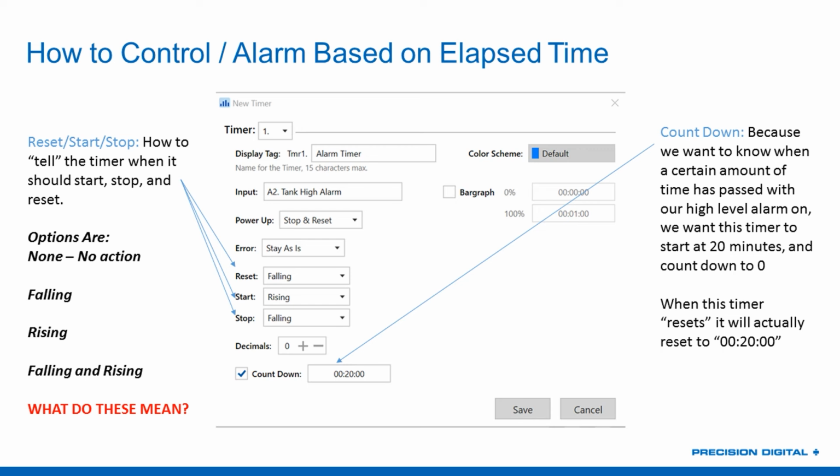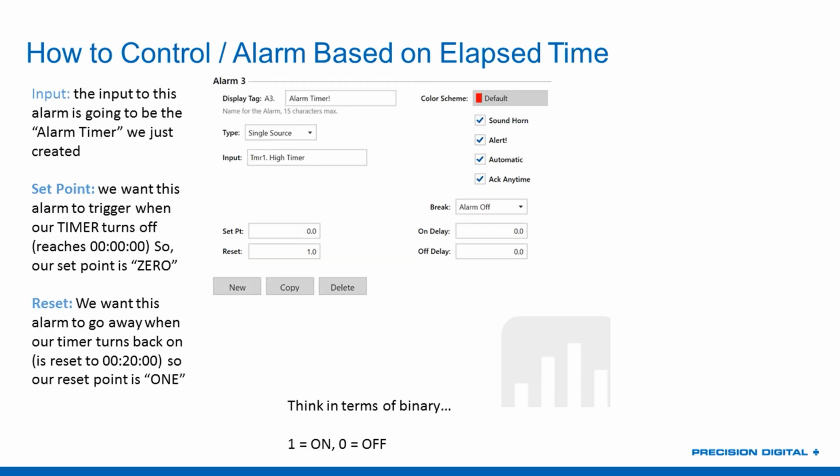So with that said, now we want to take this and we want to turn this into an alarm. Okay, so we set up the timer and we told it how long, that we have the 20-minute countdown. We told the alarm how to behave. Well, now we want this to be able to trigger a totally different alarm. So what I do is I set up a new single source alarm, and I make my input that timer that we just created. That's the input to this alarm.